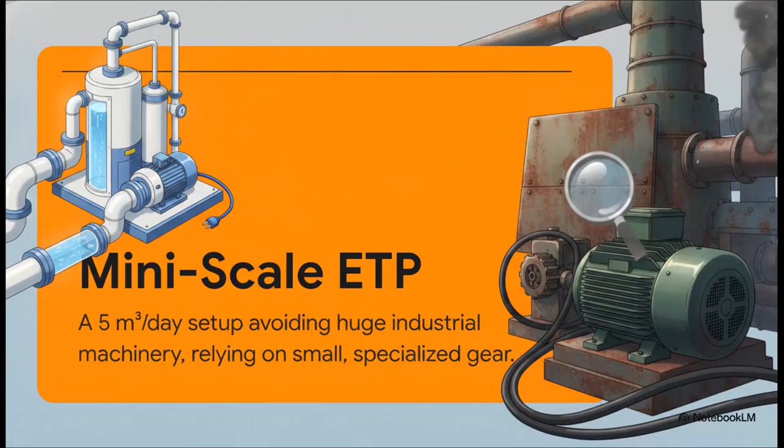So, what actually defines a mini-scale ETP at a 5 cubic meter per day capacity? Well, at this size, you completely bypass the need for complex, oversized industrial machinery. Instead, we're relying entirely on small capacity, highly specialized gear. While massive industrial plants are out there running these huge 15-horsepower motors, this scale is perfectly tailored for small factories, localized dyeing units, or commercial setups. You're hitting all those required water quality parameters, but without the heavy-duty, roaring machinery.